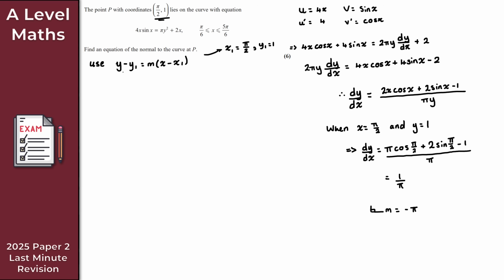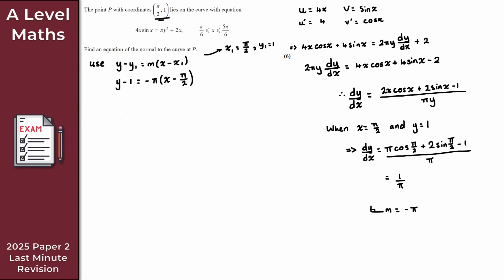What I get then is y minus y1, which is 1. So y minus 1 is equal to m, which is minus pi, so minus pi times x minus x1, which is pi over 2. Like so. At this point, I would just recommend leaving your answer in this form. There's no need to try and simplify this. It doesn't ask for the equation of the normal in a specific form. So I would just recommend leaving your answer as this. Just leave it as it is.